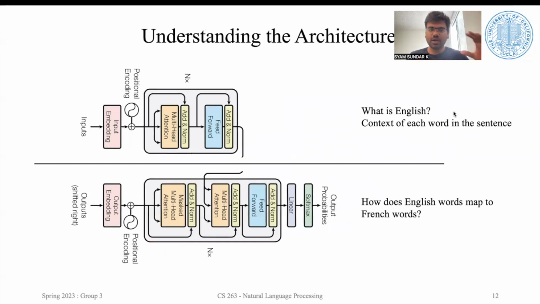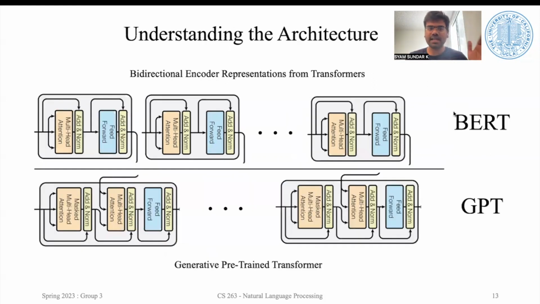If you think about it, the encoder and the decoder separately have their own functions, right? So the encoder understands what English is to a certain extent, and it understands the context of different words in a single sentence. Whereas the decoder, on the other hand, knows how to map English words into French words. So if you stack multiple encoders one after the other, that gives you BERT. And if you stack multiple decoders one after the other, that gives you GPT. This is pretty much self-explanatory from the name, which says Bidirectional Encoder Representations from Transformers. So we just take the encoder from the transformer and stack it one on the other.